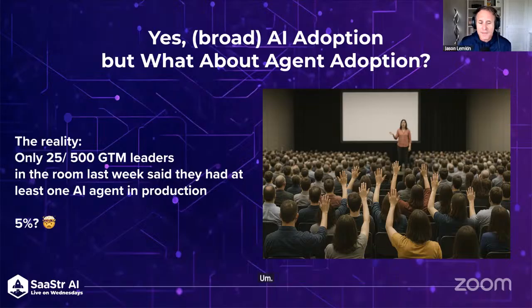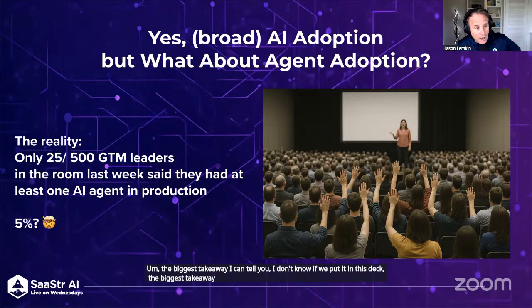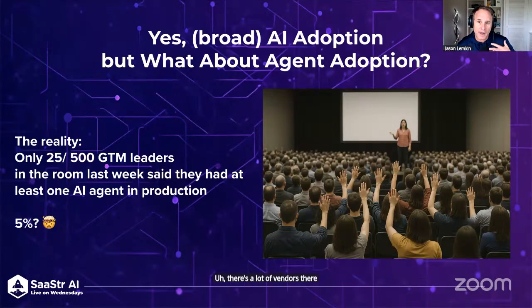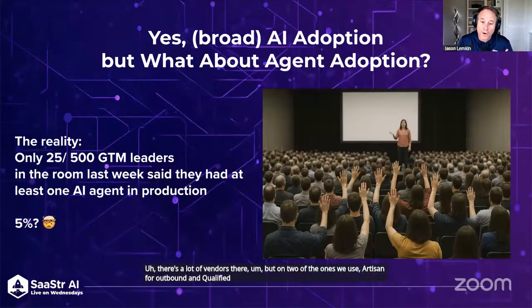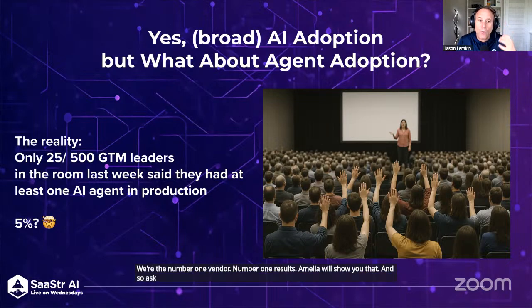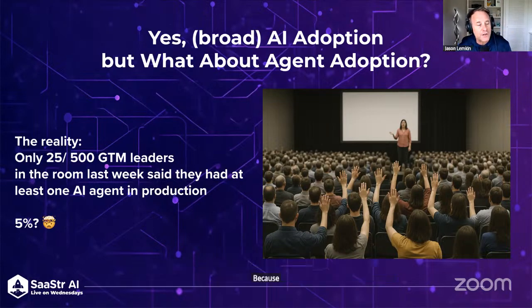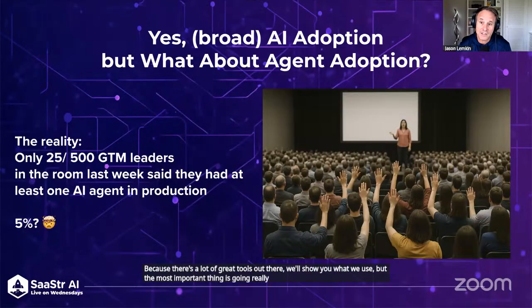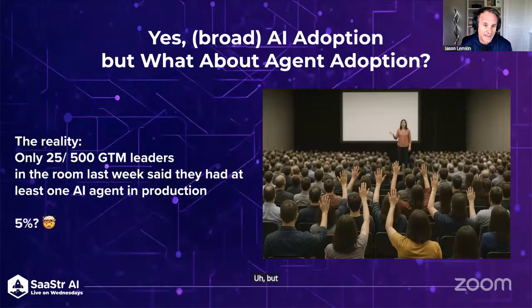The biggest takeaway I can tell you, I don't know if we put it in this deck, is that there's a lot of vendors, but on two of the ones we use, Artisan for outbound and Qualified for inbound, of all their customers, we're the number one vendor, number one results. Amelia will show you that. So ask questions about why, because there's a lot of great tools out there. We'll show you what we use, but the most important thing is going really, really deep with AI agents. There's no set and forget, no matter what anybody tells you in 2025, maybe in 2026, but there's no set and forget.